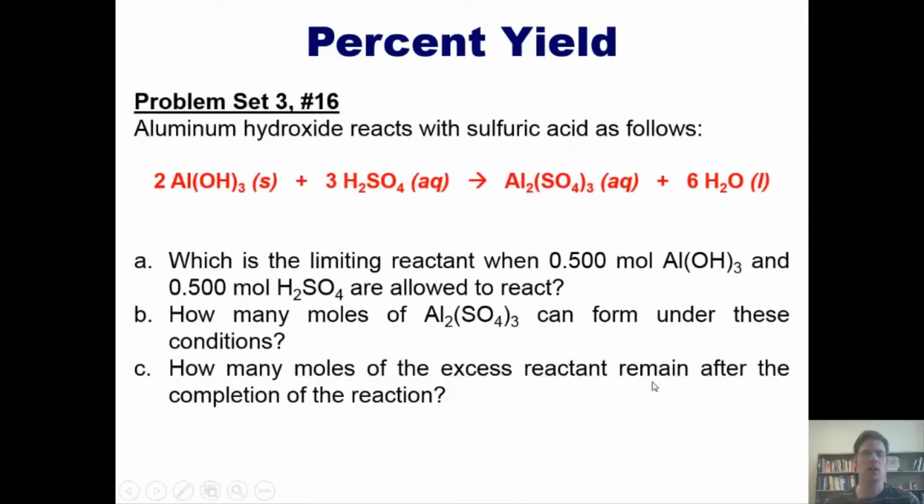Next, aluminum hydroxide reacts with sulfuric acid according to this equation. Which is the limiting reactant when 0.5 moles of aluminum hydroxide and 0.5 moles of sulfuric acid are allowed to react? How many moles of aluminum sulfate can form under these conditions? And separately, how many moles of the excess reactant remain after the reaction has gone to completion?